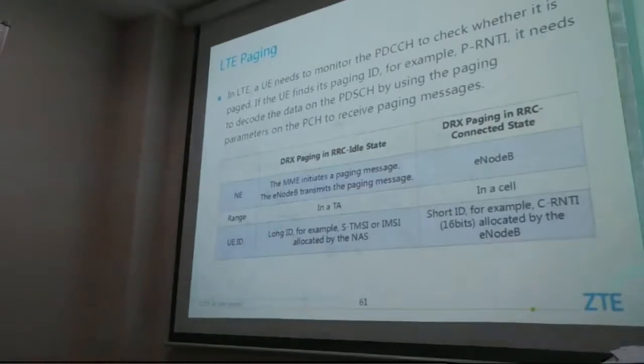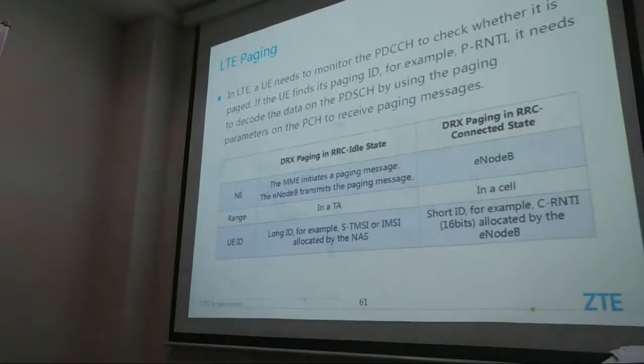The UE also doesn't know when someone will find him. So the UE should always monitor the PDCCH, monitor the paging, to see whether there is a paging for me. If it always monitors the PDCCH under this condition, it will waste power. So in the idle state, we still use DRX. It is paging DRX.